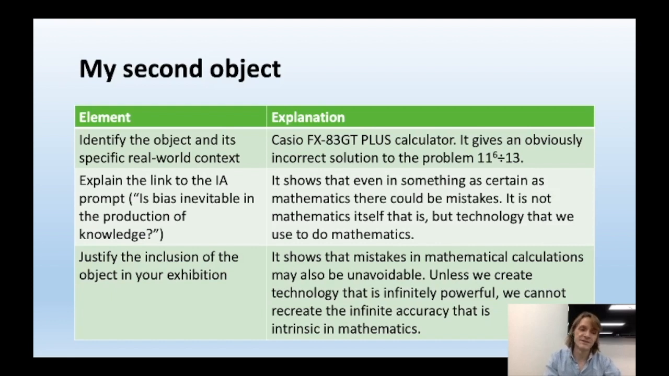My prompt said that bias in the production of knowledge is inevitable. So here we can see that it seems to be an inevitable problem that imperfect technology will always have to use some sort of an approximation to deal with perfect mathematics. Although mathematical entities are infinite, the power of our technology cannot be equally infinite, and therefore it's unavoidable that on some level some mistakes will be made.